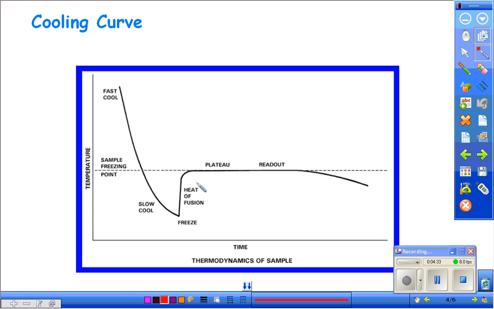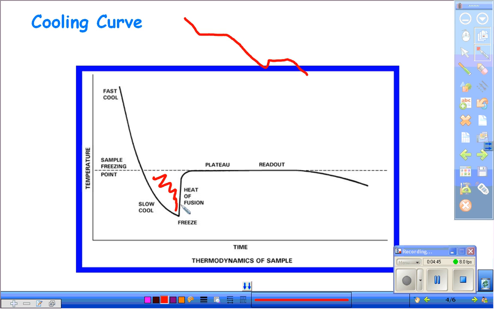Moving on to a cooling curve is slightly different. What happens is it does one of these too, where it steps down, but it's got this little funky dip in it, and you'll notice this little dip right here. That little dip actually is called the supercooling.